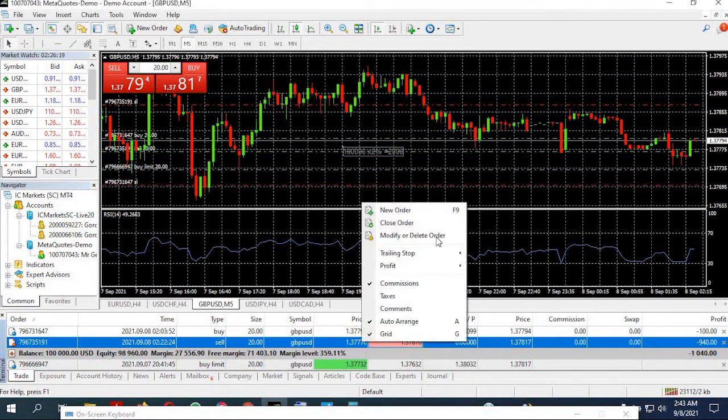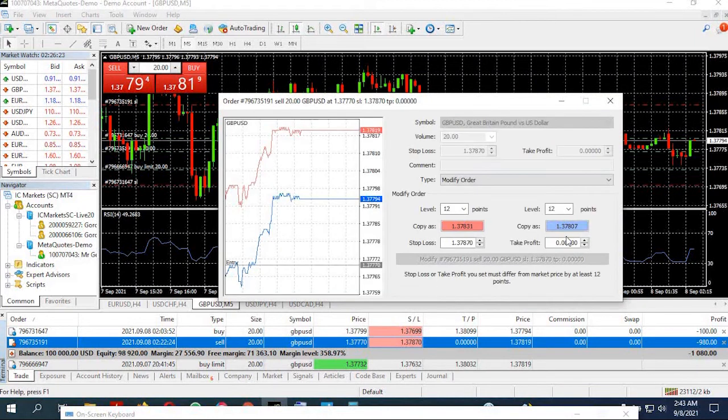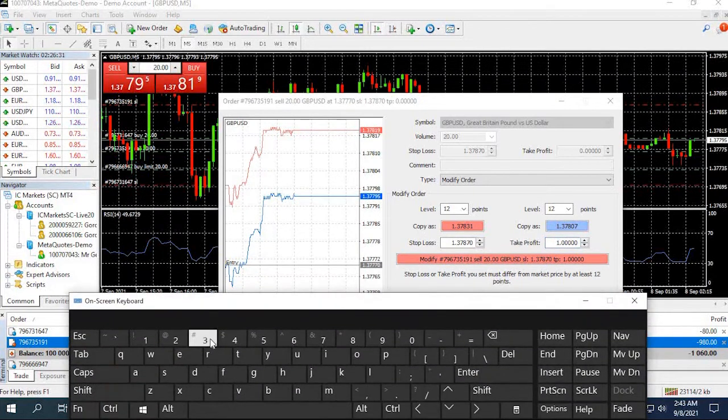So the take profit would be modify 1 point 37,470. I click modify.